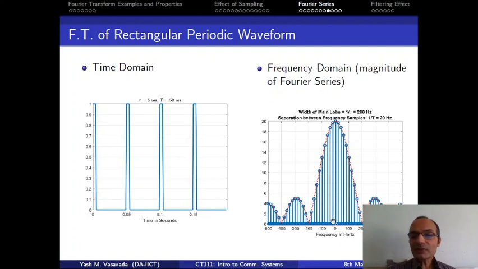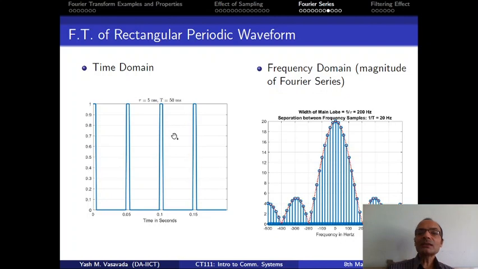And the separation between these samples in the frequency domain is exactly the inverse of the period in the time domain, which is 50 millisecond. The inverse of 50 millisecond is 20 hertz. And so the separation between these two samples in the frequency domain is exactly going to be 20 hertz. Effectively, there are going to be 10 samples in this lobe, 10 samples going from 0 to 200, which are 20 hertz apart. 20 hertz is the inverse of this 50 millisecond.